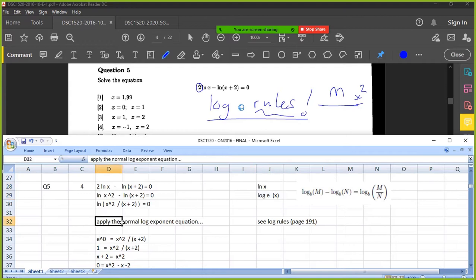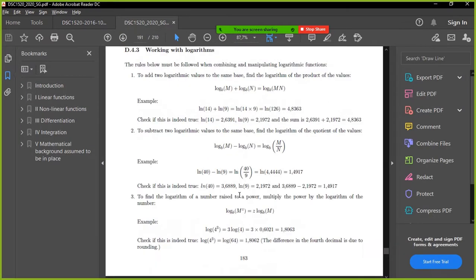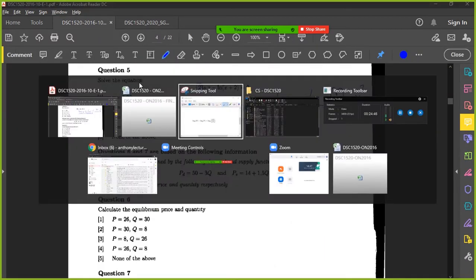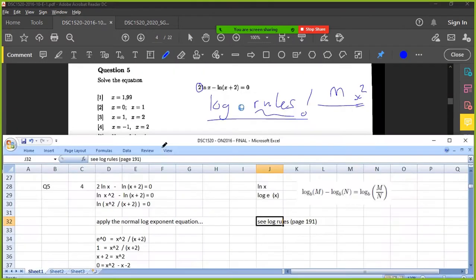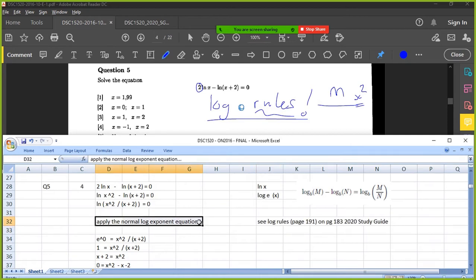Okay. So I've put a page number for this. Obviously, that was for an older version of the study guide. Your textbook has it on page 183. So log rules on page 183. But yes, the log rules are important.